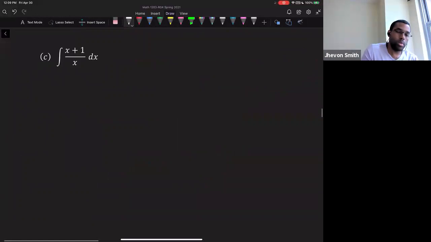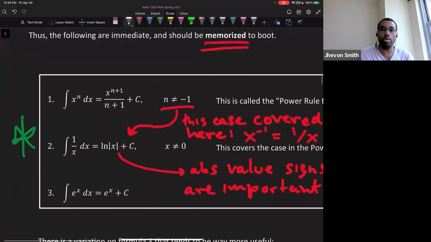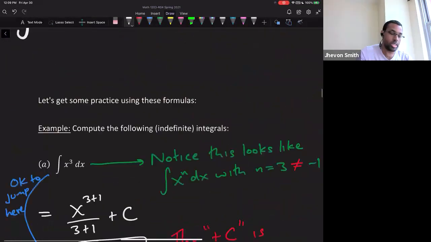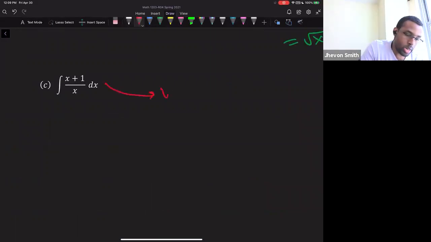Now you look at this one. Integral of x plus 1 all over x. You will notice that we do not have a rule for rational functions. So don't even think about that. In fact, there is a very clear and present danger here. Warning.